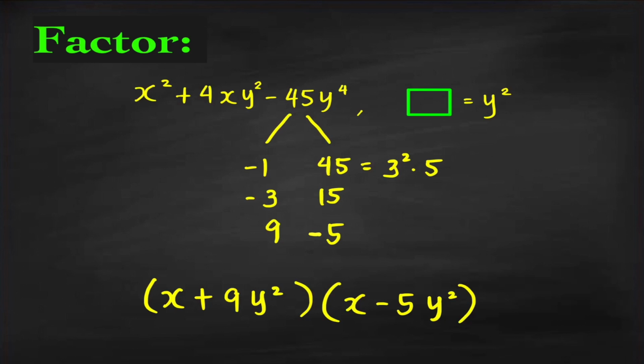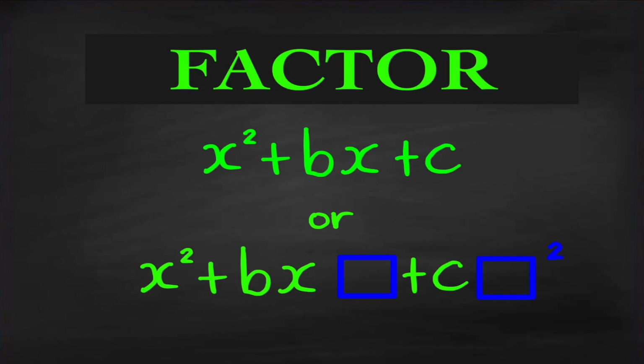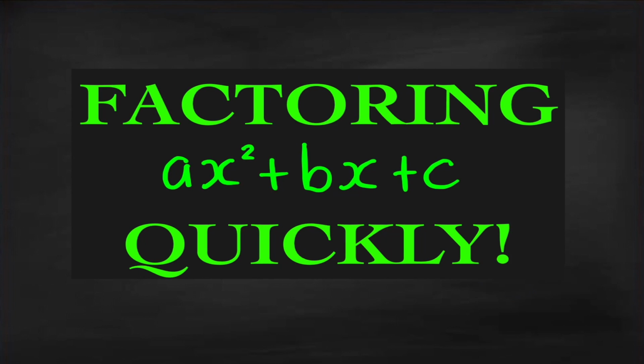Alright, this is the end of this video. Today we learned how to factor these expressions, x squared plus bx plus c, or this expression. So again, if it is hard for you to find the factors by trial and error, then use the systematic way that you learned from today's lesson. My next video will be about the fastest way for me to factor ax squared plus bx plus c, where a is not equal to 1.